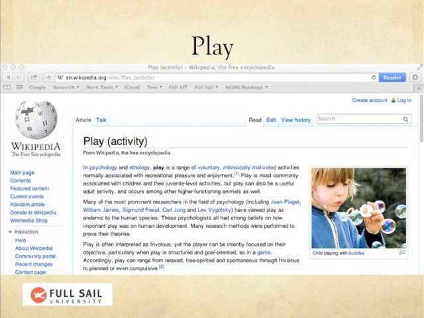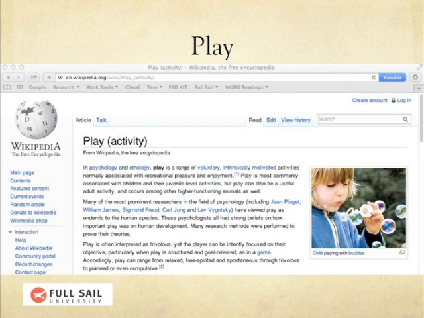Play is most commonly associated with children and their juvenile level activities, but play can also be useful as an adult activity and occurs among other high-functioning animals as well. Many of the most prominent researchers in the field of psychology have viewed play as endemic to the human species. These psychologists have all had strong beliefs on how important play was on human development. Many of these psychologists believe that play was one of the best ways to learn, and that human beings actually learn by interacting with their environment. Many research methods were performed to prove their theories.